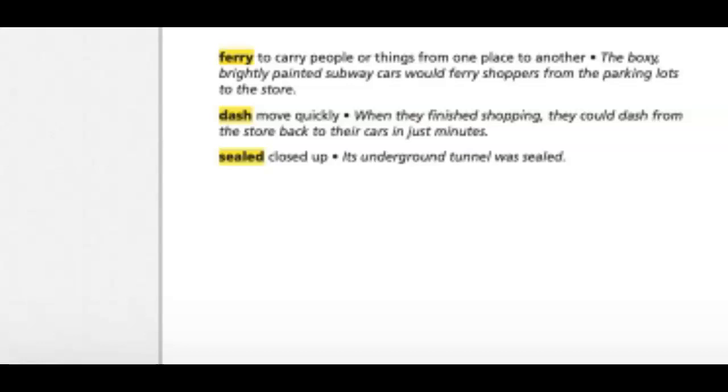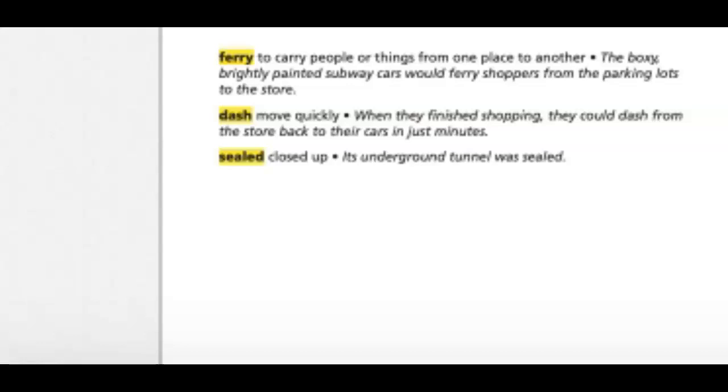When we talk about a ferry, we are talking about something to carry people or things from one place to another. In our story, the word ferry is used when it says the boxy, brightly painted subway cars would ferry shoppers from the parking lots to the store. So it would carry people from one place to another.